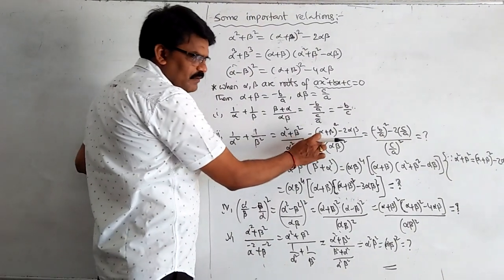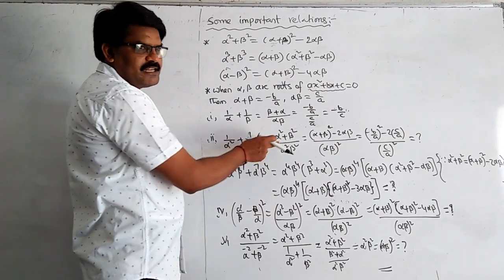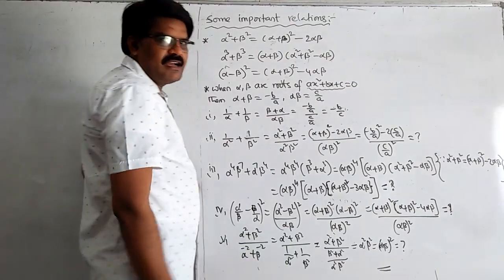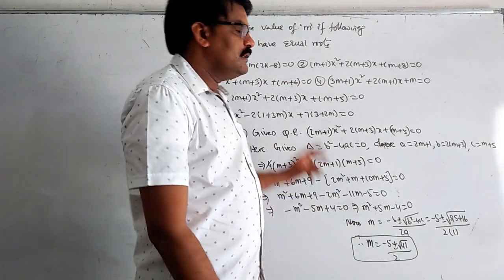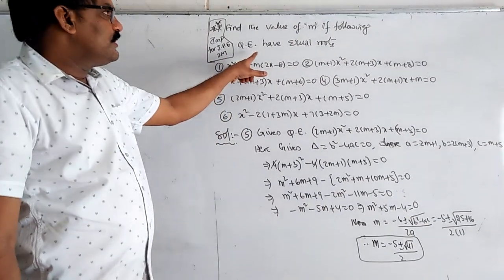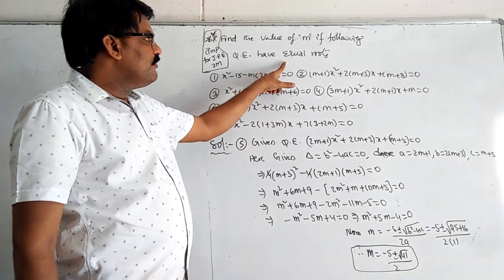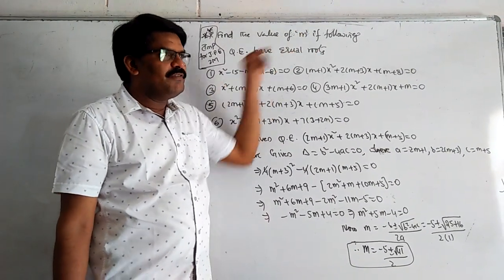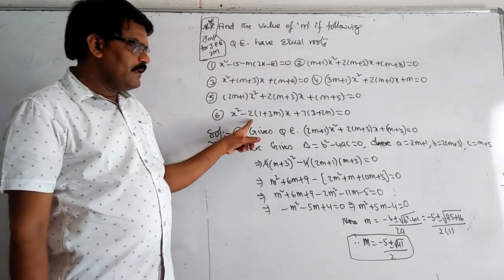We have to substitute the alpha plus beta value in the second, third, fourth and fifth problems, and simplify it until you get the answer. We already discussed that for two marks question. This is most important in the IP examination. By giving a quadratic equation, if it has equal roots, we have to find the value of m. These are 6 problems in our textbook written here.